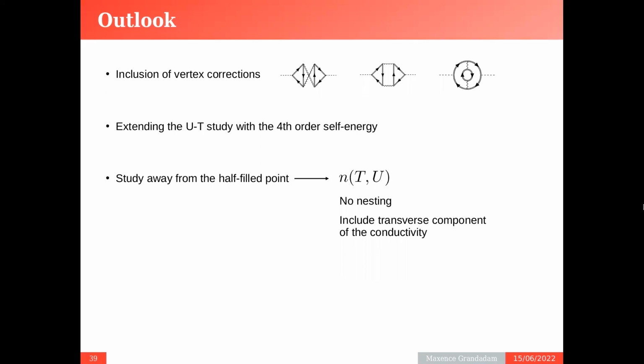More importantly, everything here is almost already ready to include the transverse component of the conductivity if you include a magnetic field. And then you can start to address interesting questions such as the Hall number or magnetoresistance and so on, that have been widely studied in strongly correlated materials.